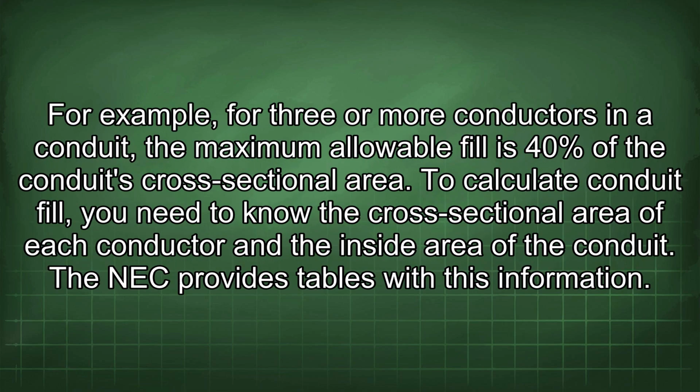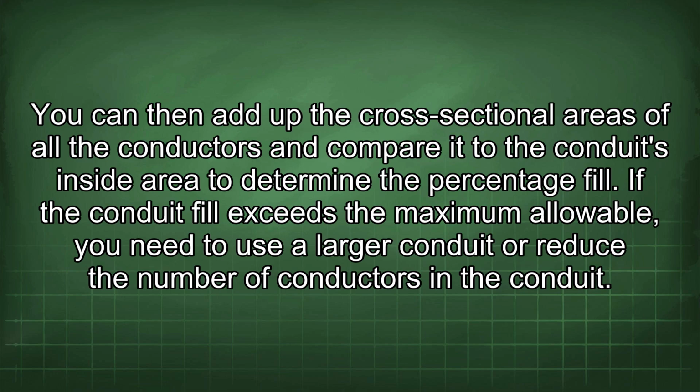For example, for 3 or more conductors in a conduit, the maximum allowable fill is 40% of the conduit's cross-sectional area. To calculate conduit fill, you need to know the cross-sectional area of each conductor and the inside area of the conduit. The NEC provides tables with this information. You can then add up the cross-sectional areas of all the conductors and compare it to the conduit's inside area to determine the percentage fill.